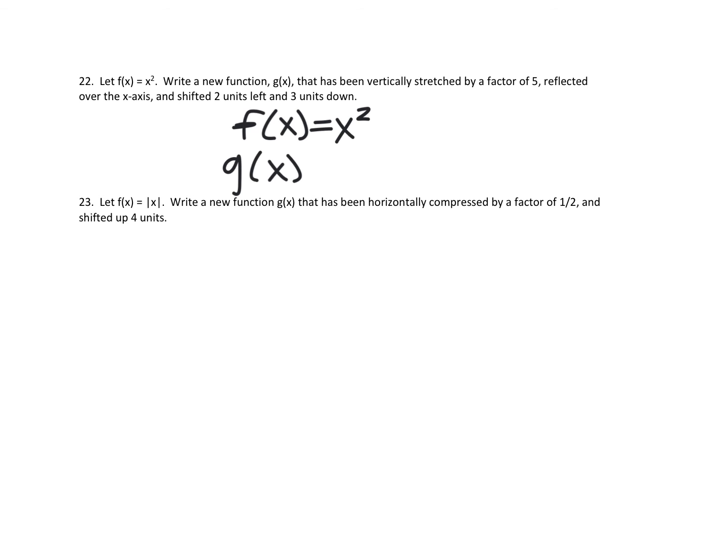Reflected over the x-axis. We'll do that first. So that would be a negative out in front. That's this guy. Okay, stretched by a factor of 5. That goes in front. Shifted 2 units left. So that'd be x plus 2, and 3 units down, minus 3.